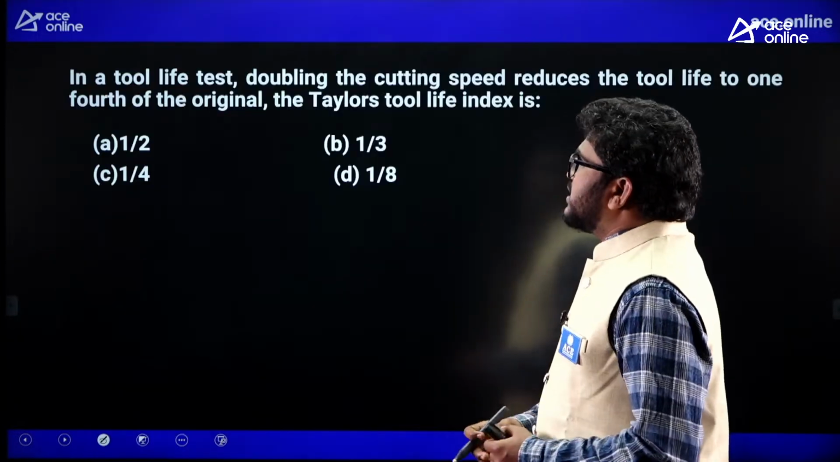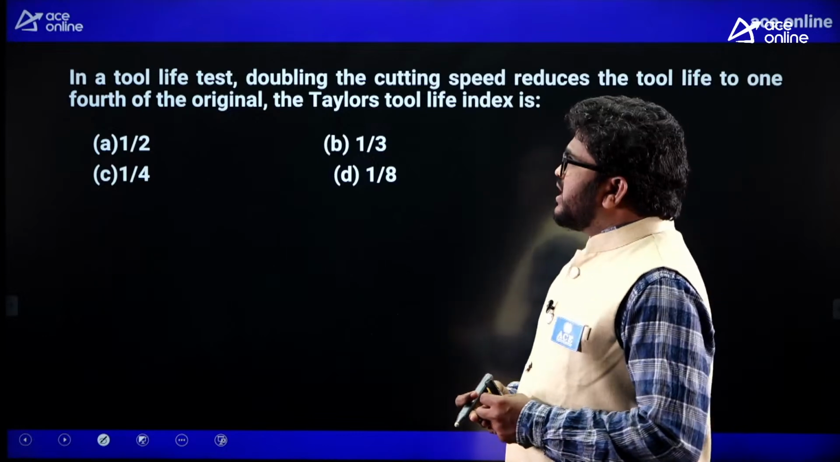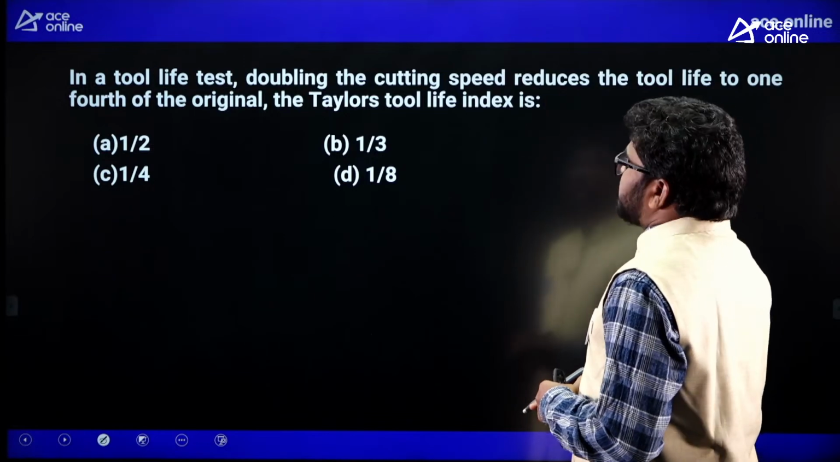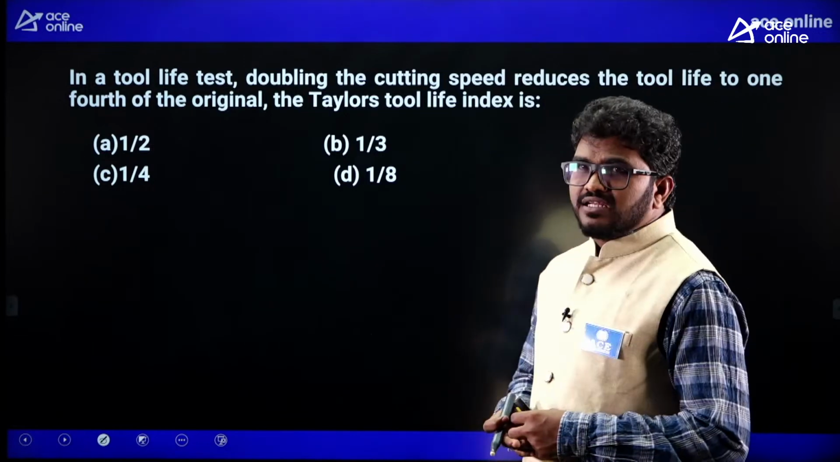See this diagram, right? Next, in a tool life test, doubling the cutting speed reduces the tool life to 1/4 of the original.